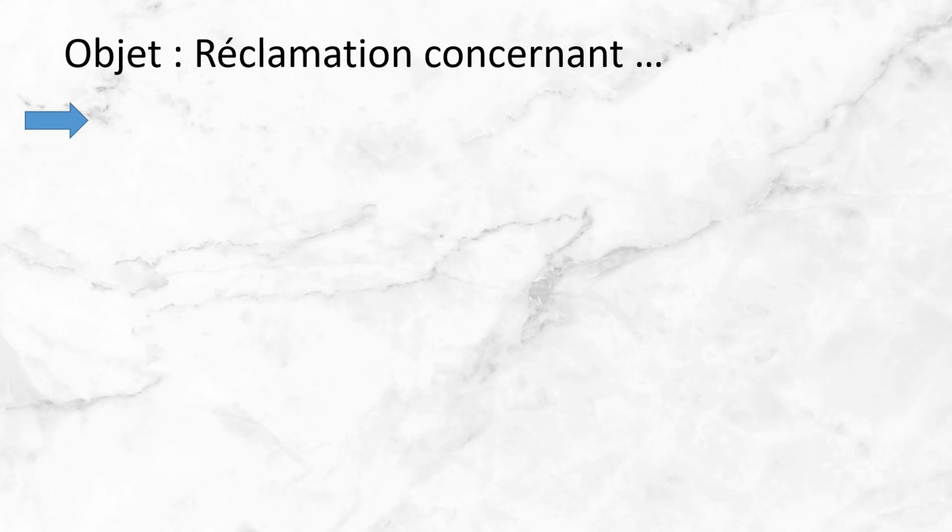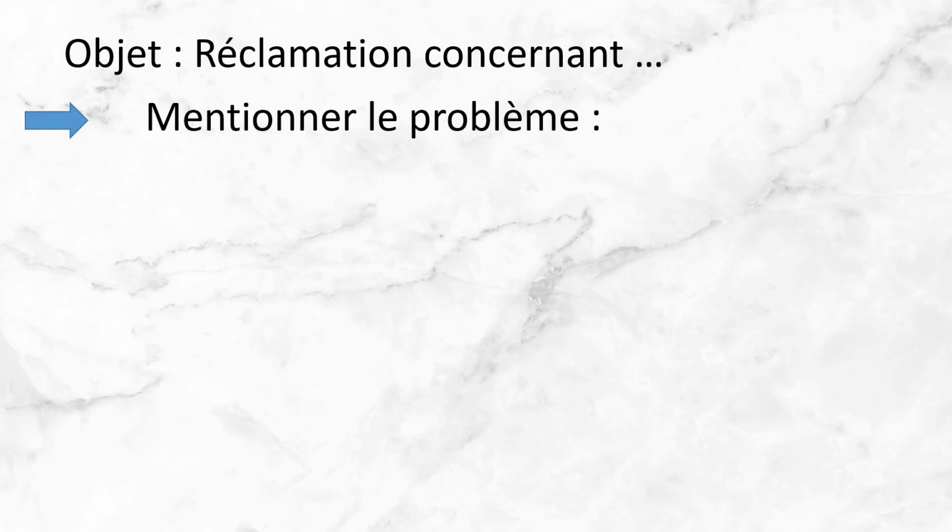I'm assuming that you can write a formal letter in French, and the type of letter we're talking about today is une lettre de réclamation, a complaint letter. Once you've written the addresses and the date, then you have to have the subject, which is objet. Here we're going to put réclamation because that's what we're talking about, concernant, but you have to mention the problem.